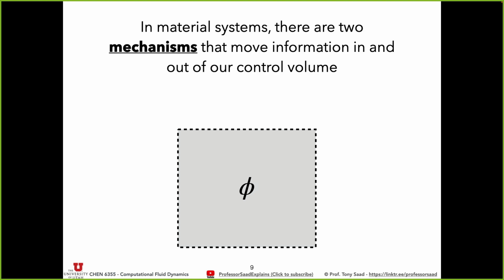Okay. Now in material systems, so now we're starting to narrow down to the real world, not electromagnetic waves, etc. Material systems where there's matter. There are two primary mechanisms that move information in and out of any region of space. Can you tell me what those are? Advection and diffusion. Okay.